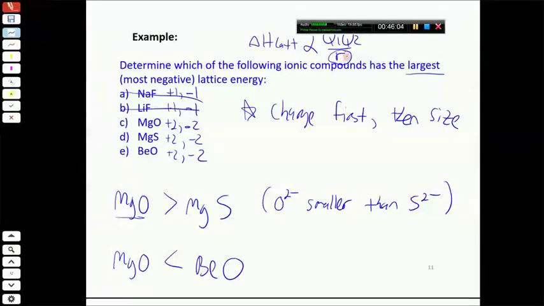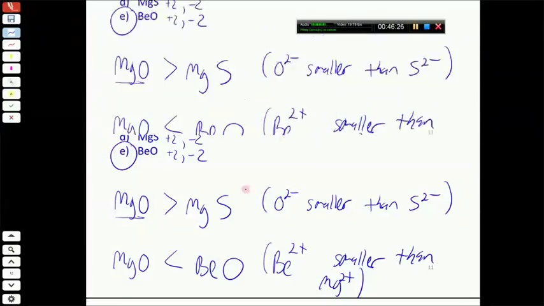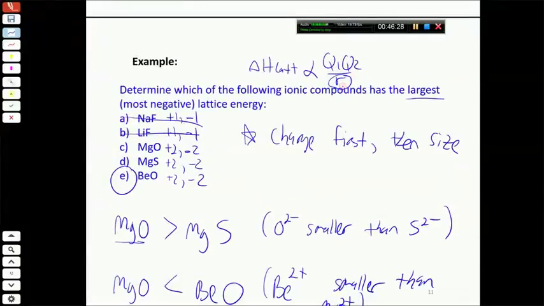The two ions are closer together, so the radius here is in the denominator, which makes the lattice energy larger. So beryllium 2+ is smaller than magnesium 2+. So that means this one here is going to be our winner because it has the highest charges and it has the combination of the smallest ions that pack closer together and give the smallest radius here. So that's how we compare lattice energies. That's the only other type of question we would ask you about lattice enthalpy besides using the Born-Haber cycle to solve for it. Question?